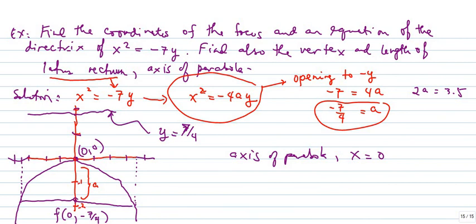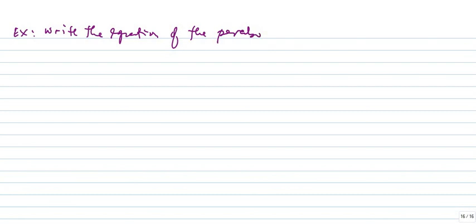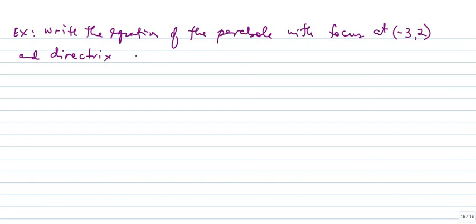Okay. Now, another example is to write the equation of the parabola. This time we will write the equation of the parabola. Example: write the equation of the parabola with focus at negative 3, 2. Okay, so we have our focus and directrix y is equal to 6. So we have the focus at negative 3, 2, and the directrix is y equals 6. So write the equation of the parabola.